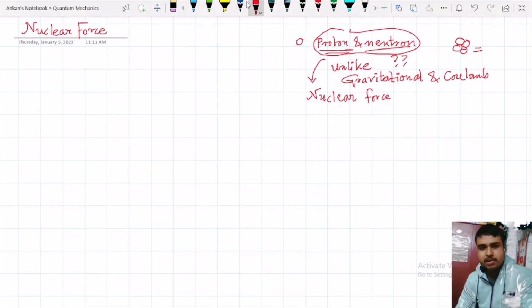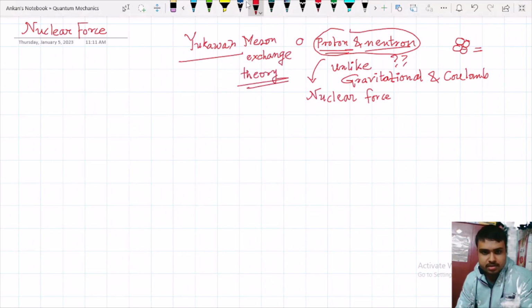So scientists performed many experiments and gave many models regarding this nuclear force, out of which a very successful model was given by Yukawa. We will discuss Yukawa's theory, which is the meson theory, the meson exchange theory. I will come back to it after some time.